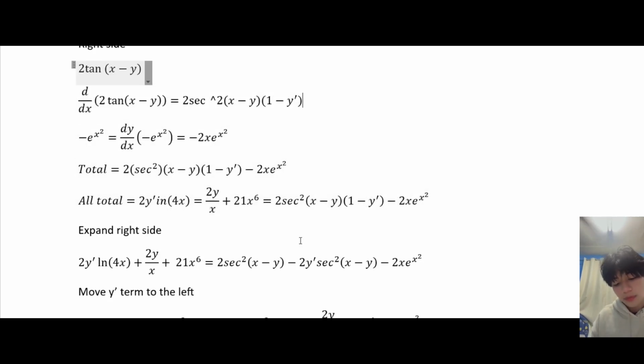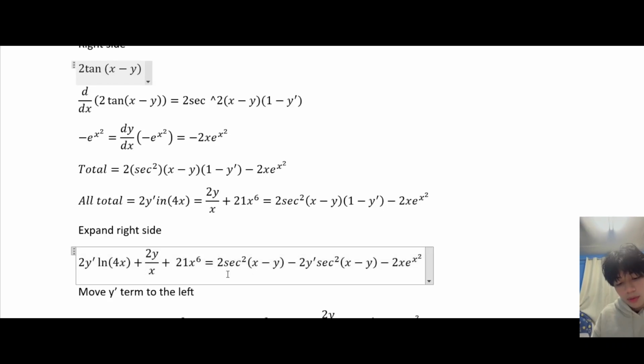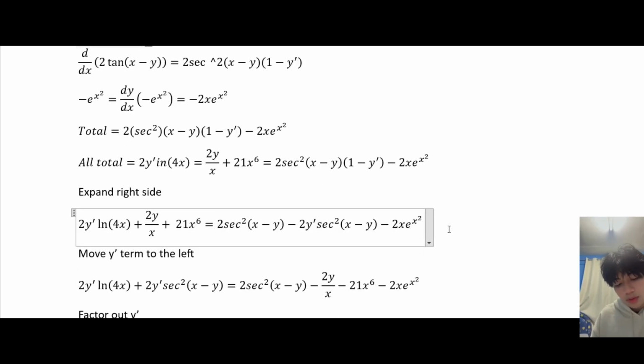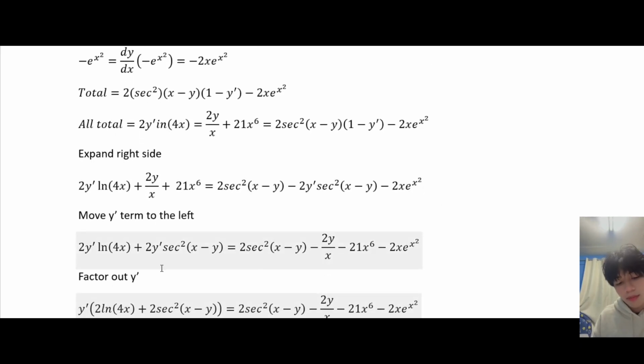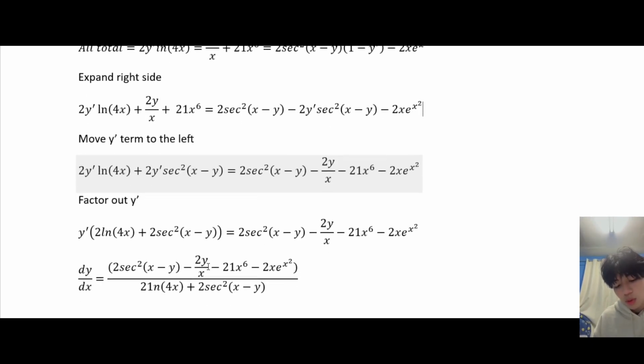So 2 sec squared(2x minus y) minus 2y' sec squared(2x minus y) minus 2x exponential x to the power of 2, and then move y' to the left. So 2y' ln 4x plus 2y' sec squared(2x minus y) equals 2 sec squared(2x minus y) minus 2y over x minus 21x to the power of 6 minus 2x exponential x to the power of 2, and then factor out y'.